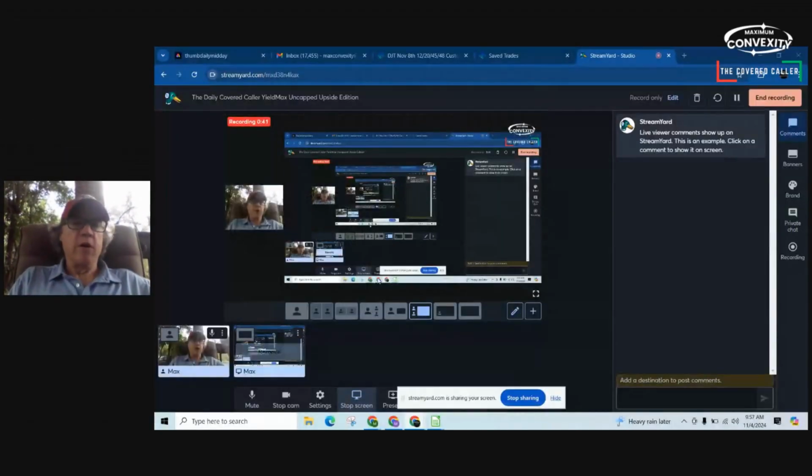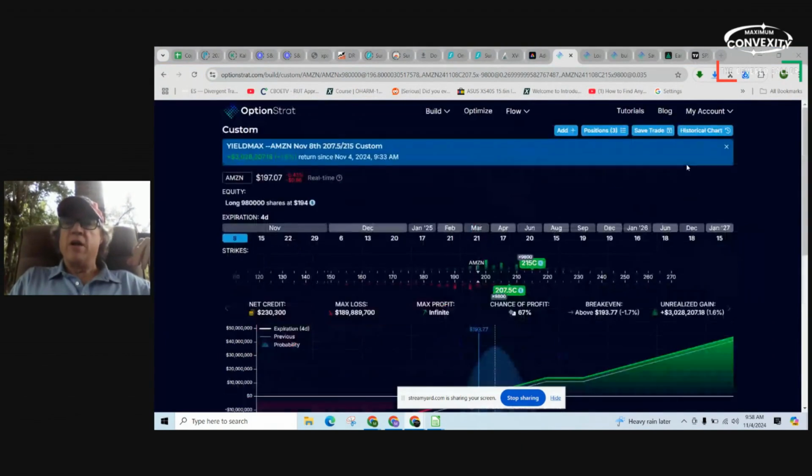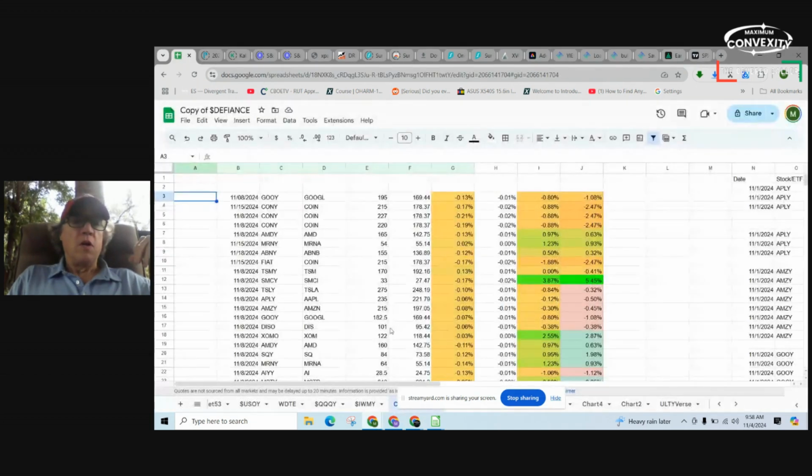Today we're going to talk about YieldMax, like I said, and I have the triple threat spreadsheet working again, and I know people like the triple threat spreadsheet, so hopefully everyone will be happy with that. Okay, so here is the triple threat spreadsheet.